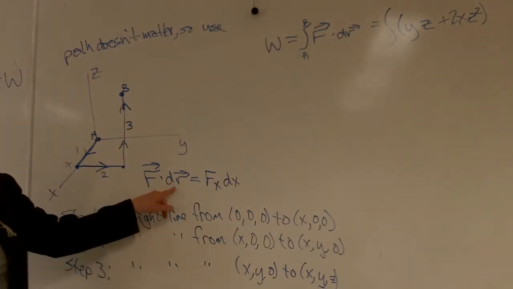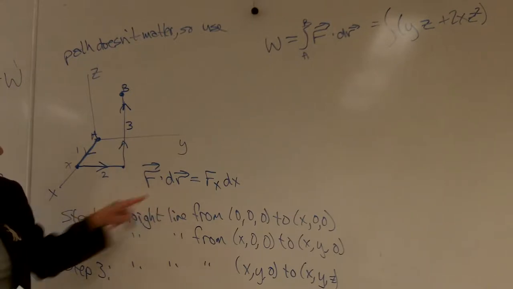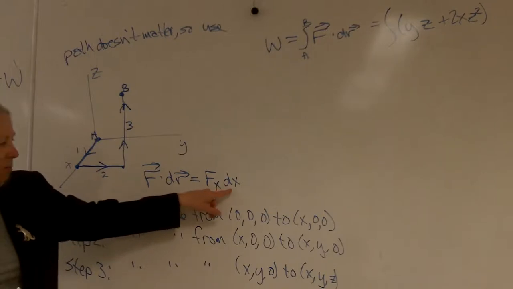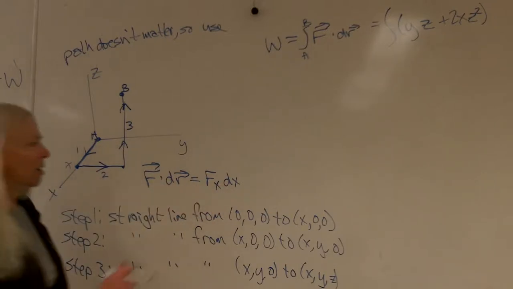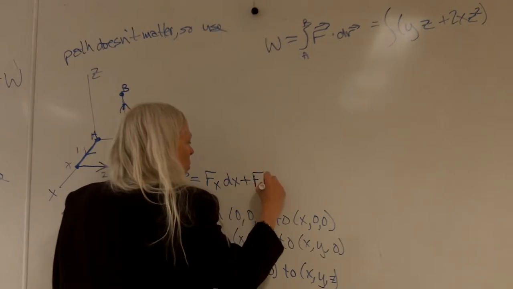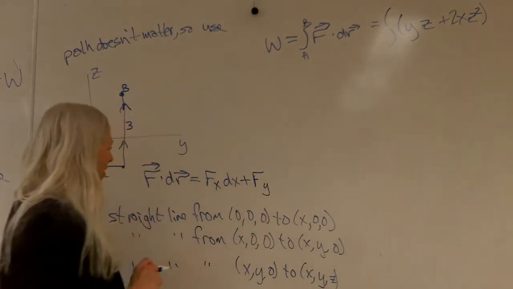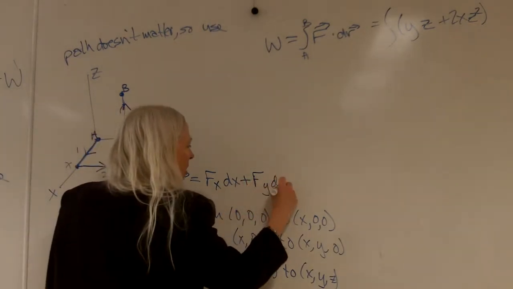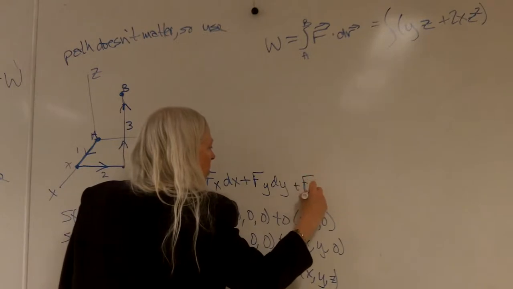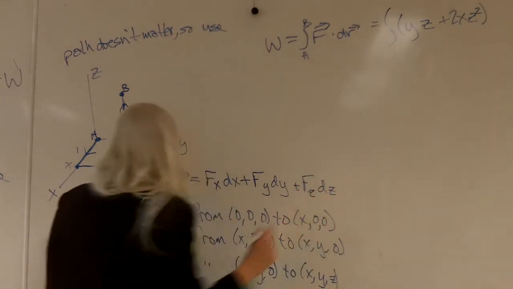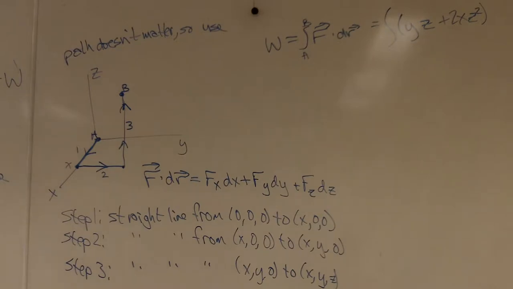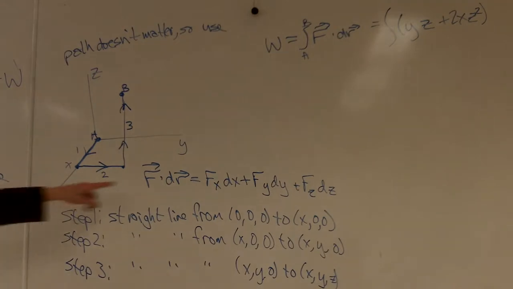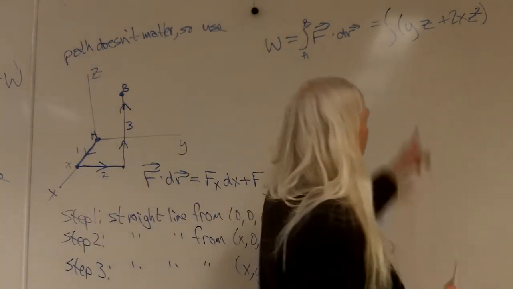Remember, dr is dx times x hat plus dy times y hat plus dz times z hat. So when we dot it with F, we're going to have the x component of F times the x component of dr, which is dx, plus the y component of the force times the y component of dr, which is dy, plus the z component of the force times the z component of dr, which is dz. Right? So we can read off F sub x, F sub y, and F sub z from over here. Plug that into this. So that's what I'm doing up here in the integrand.